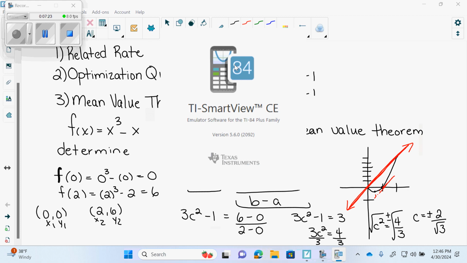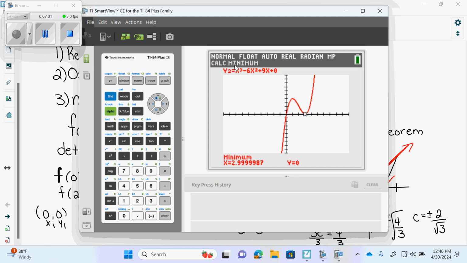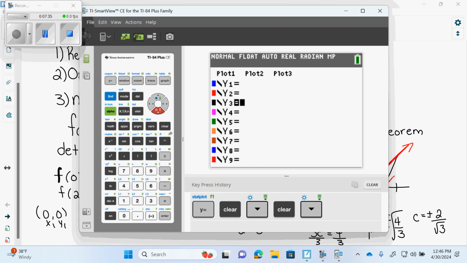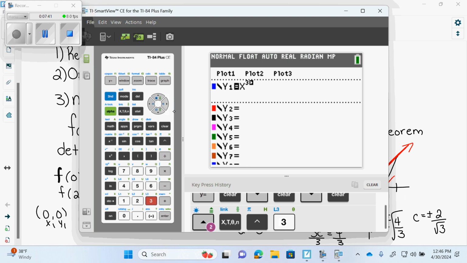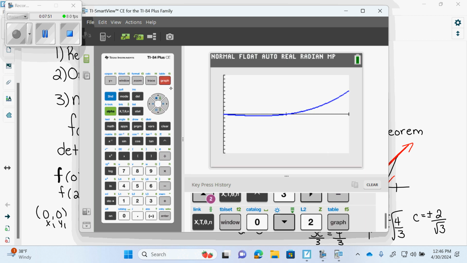So type the original into your y equals. Type the original into your y equals, and restrict your window. Quiet, please. So in your y1, you have x cubed minus x. Window, 0 and 2. So this is our graph, correct?